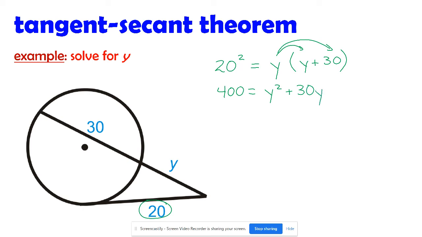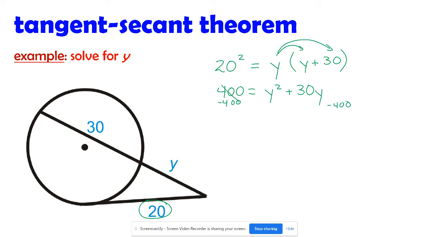And so what I have here, and this is not going to happen every time you do the tangent-secant theorem, but it will come up occasionally whenever you end up with an x squared and an x, or a y squared and a y. We've got two different y terms here, and there's no way to combine them. We can't combine these terms because one has a squared and one doesn't. So the only way we can really work this out is through factoring. So this will be a good review of factoring. So what we want to do is get everything on one side of the equation. So I'm going to subtract the 400.